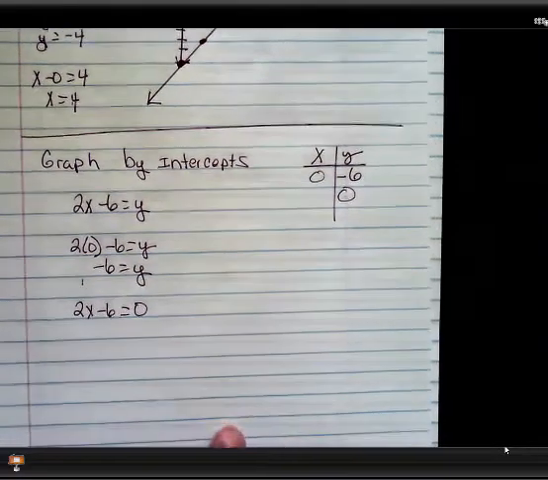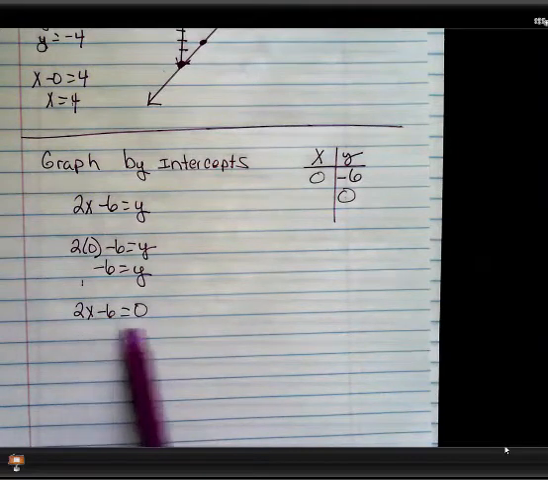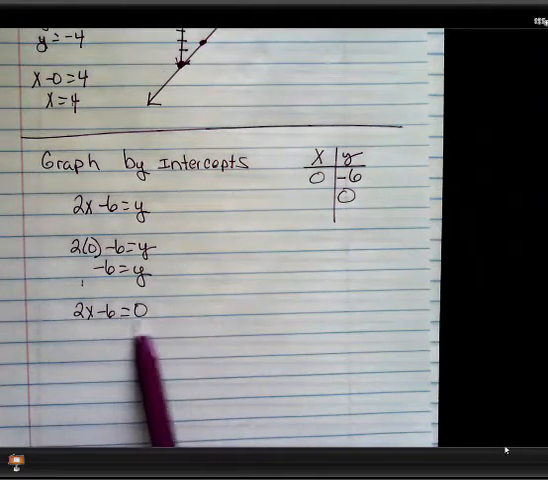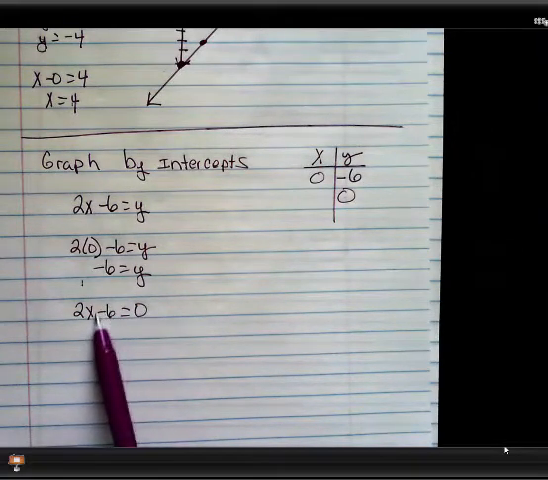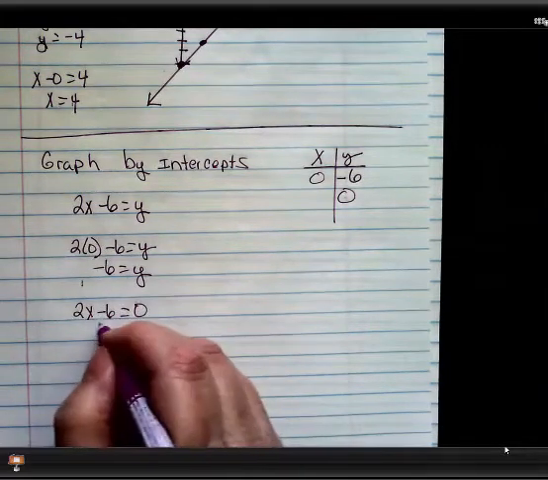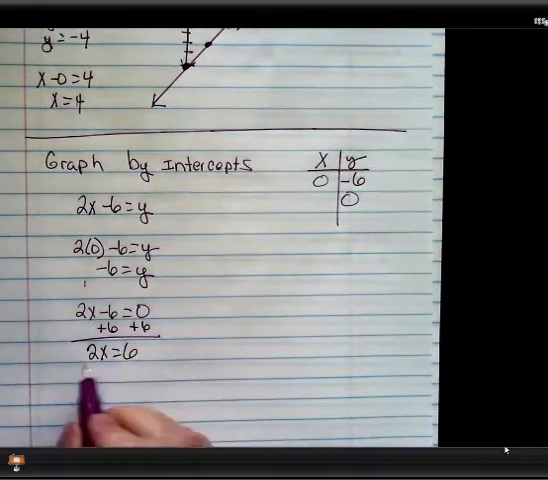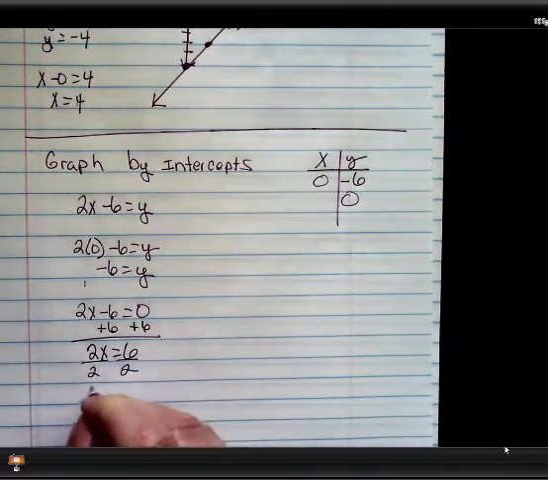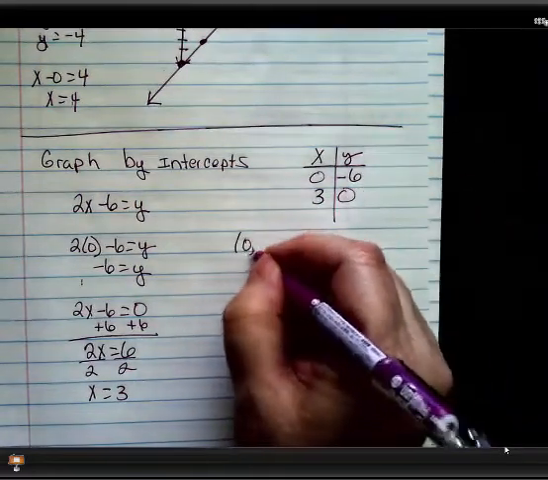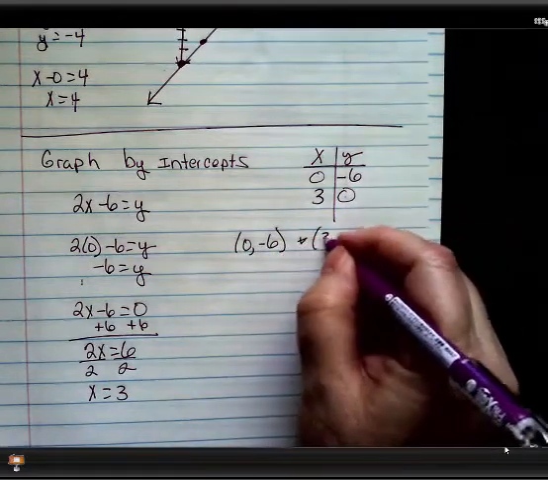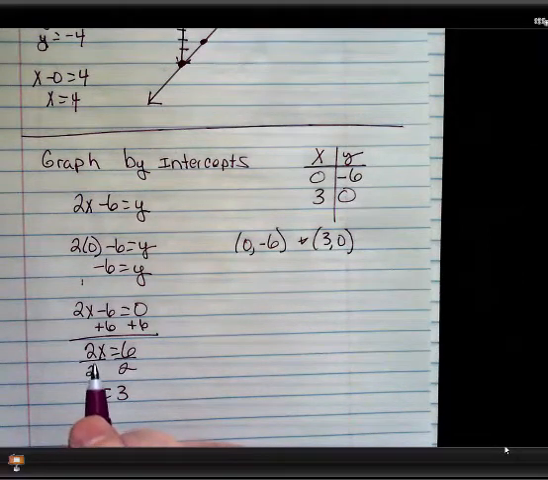So now, this is where a lot of people will get messed up because they say 2x equals 6, or 2x equals negative 6, and that's not true. When one side equals 0, you have to move this over. The reason I'm moving this one is because it's a negative. I'm going to add 6 to both sides. I get 2x equals 6. Divide by 2, and x equals 3. So my intercepts that I would graph are 0, negative 6, and 3, 0. And that's how you graph with intercepts.